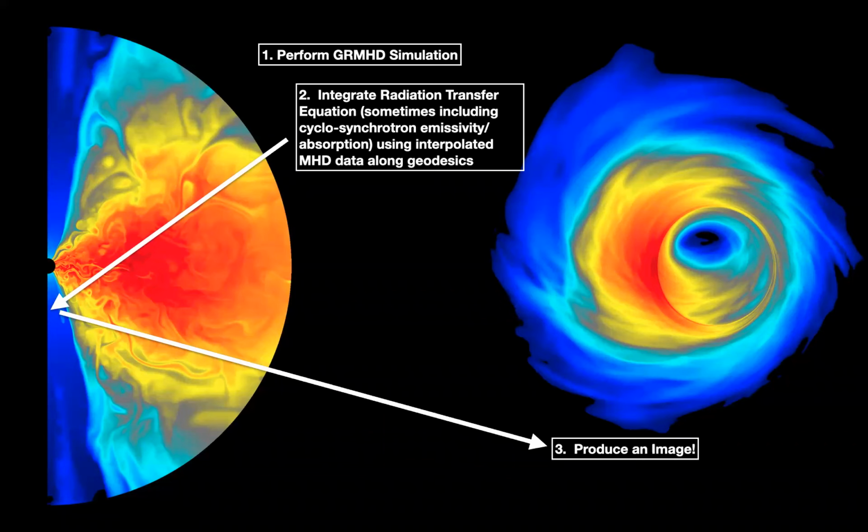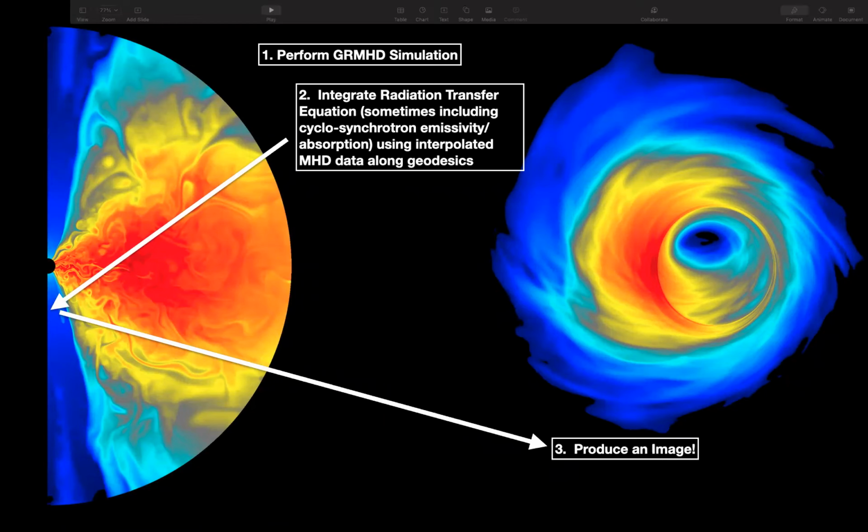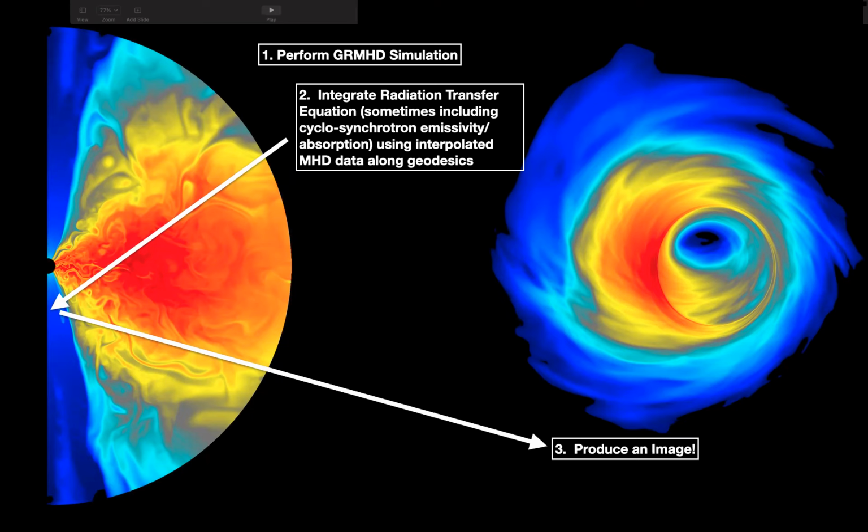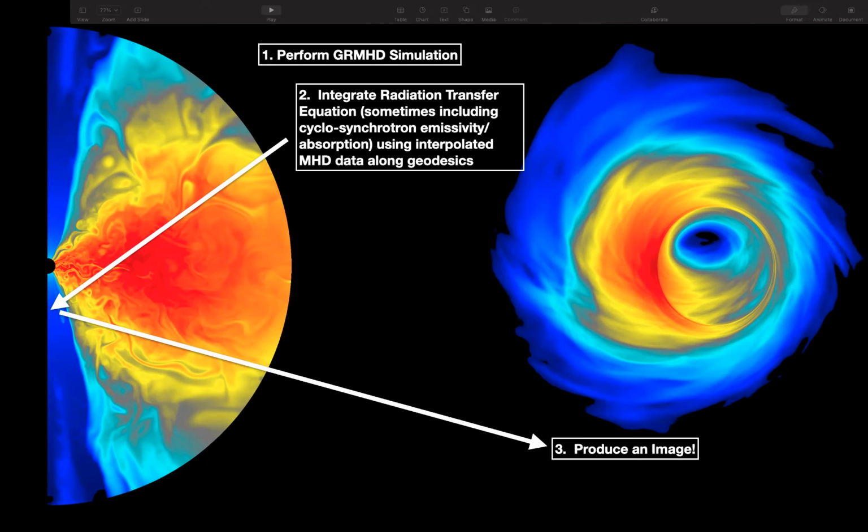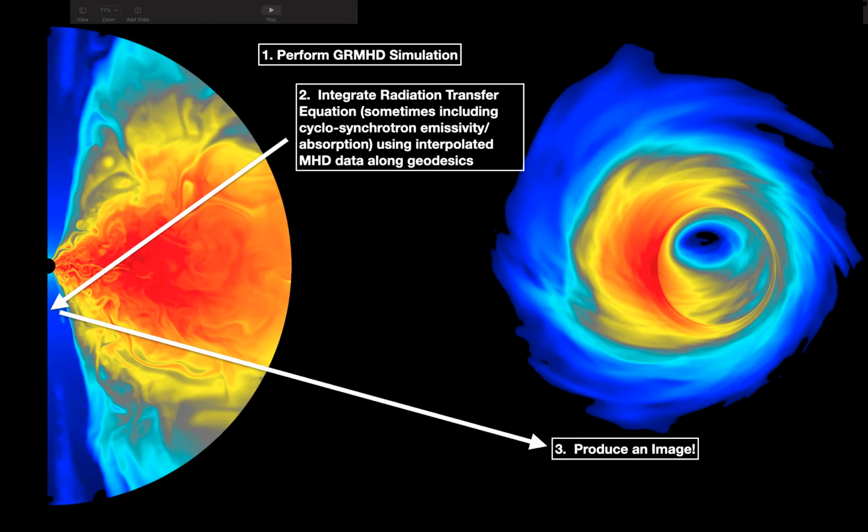So the idea is that you have a 3D snapshot, well, actually a 4D set of snapshots of your accretion disk or whatever. You throw photons around through it. You integrate the radiative transfer equation, and that gives you the intensity over your image plane as a function of frequency and time.